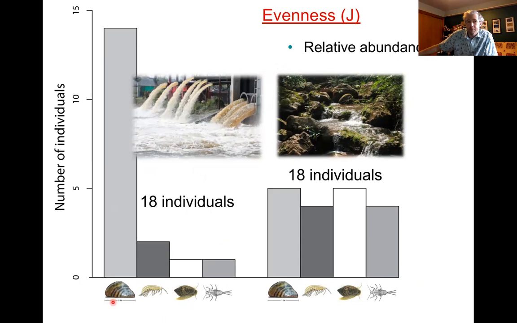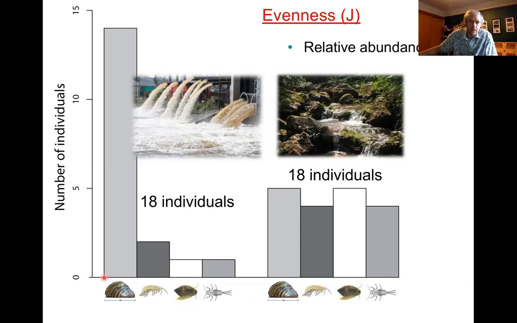So in both these samples, we have the same number of species. We've got a mussel, gammarus shrimp, we've got a snail, and we've got a mayfly. 4 species in both places. We've also, in our sample, got the same number of total individuals. We found 18 individuals in total across all of them. But look at the difference in how they're distributed.